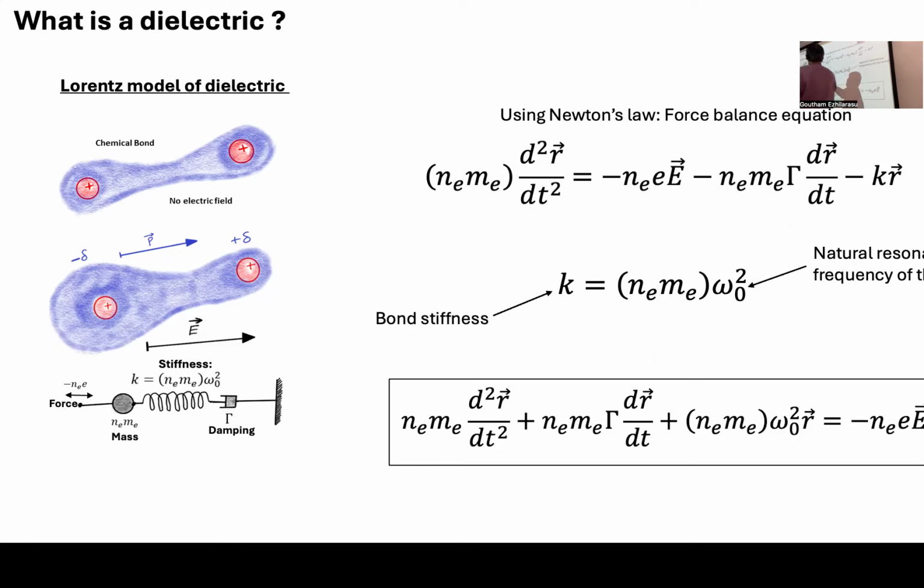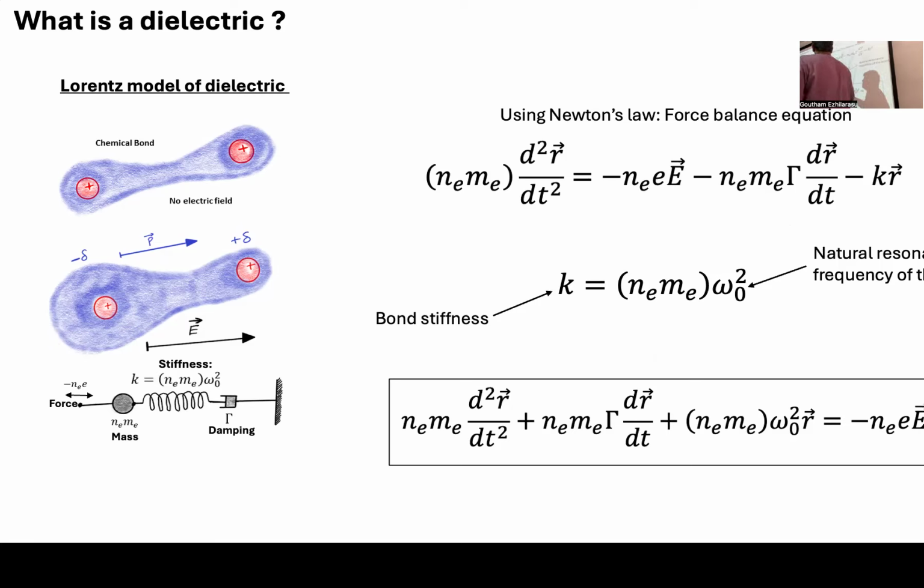So this is mass times acceleration, the applied force. This is the damping, because depending on how fast you are causing this displacement, there's going to be a frictional force. And then this is the actual spring force that's trying to bring it back to the original position, right? So this is the force balance equation. The main thing to understand is how this arises.